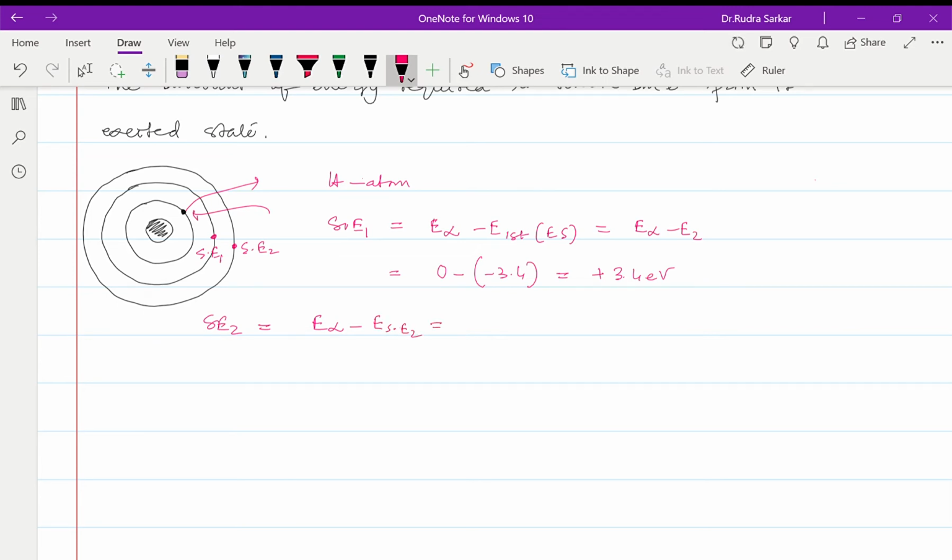So it is SE2, that means it is the second excited state, right? So it is E infinity minus what? Second excited state.